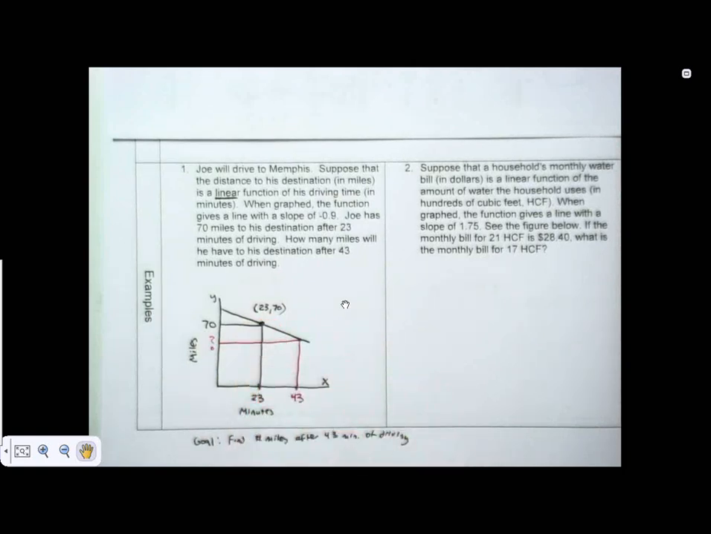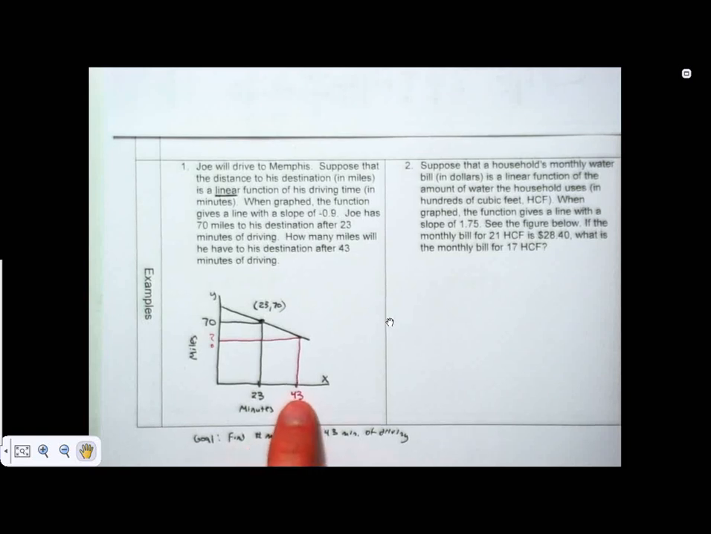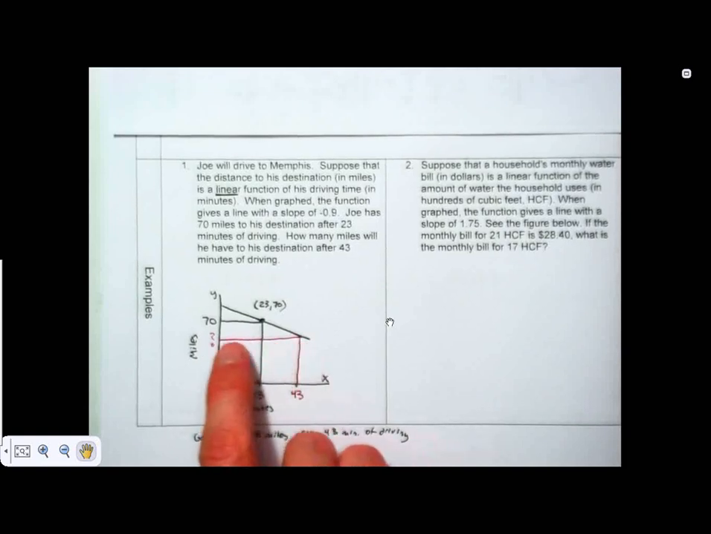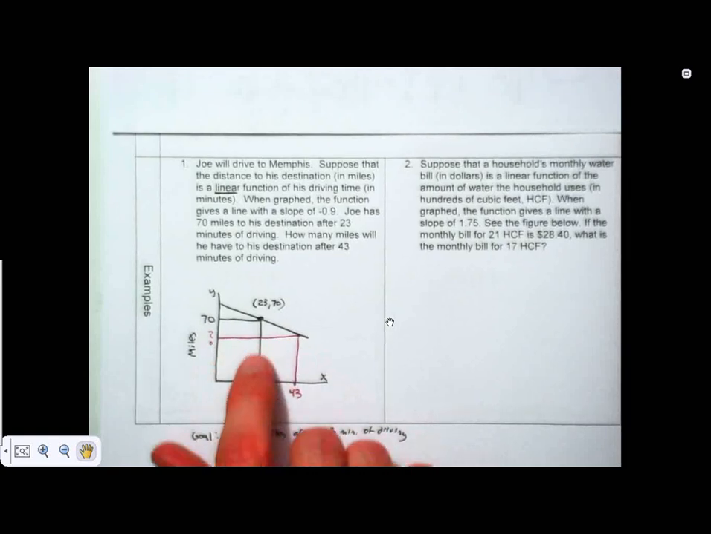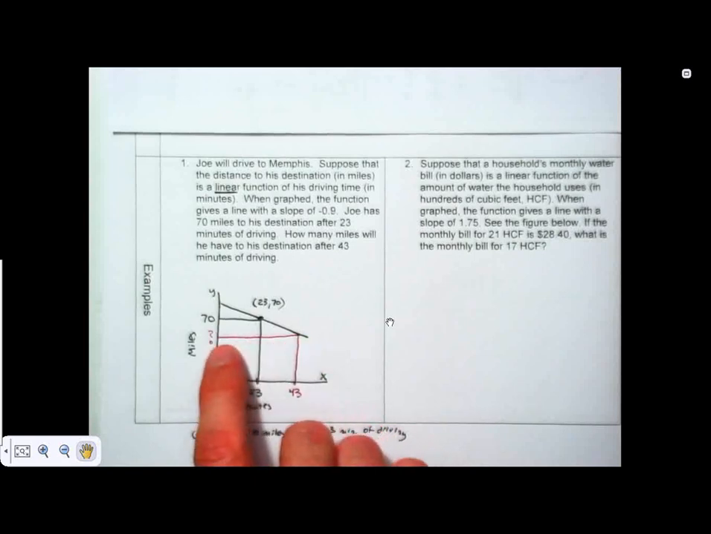What's our goal in this problem? Well, you can find the goal in this last sentence. I've summarized it by saying that our goal is to find the number of miles after 43 minutes of driving. In other words, if we graph this out, our goal is to figure out how many miles 43 minutes of driving corresponds to. We already know 23 minutes corresponds to 70 miles.